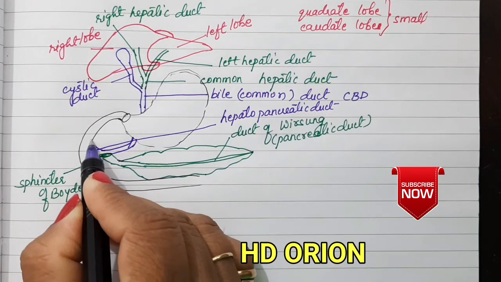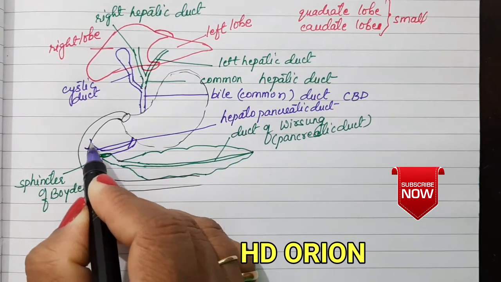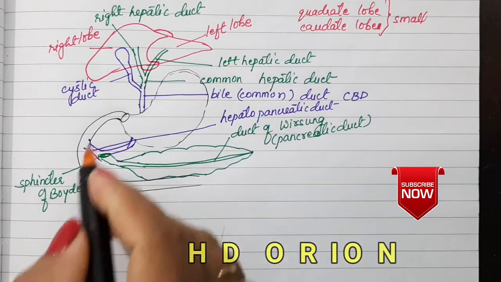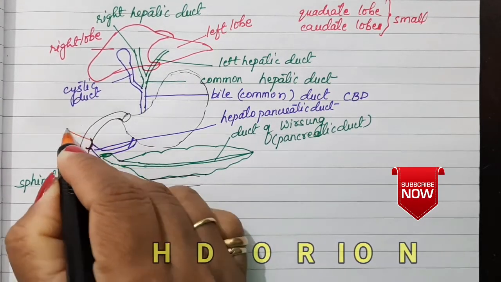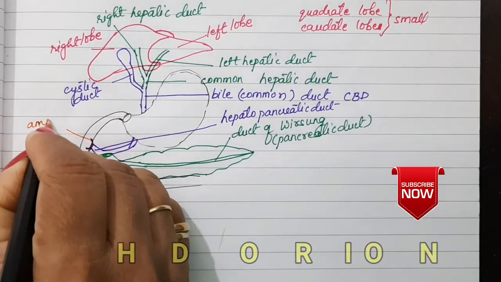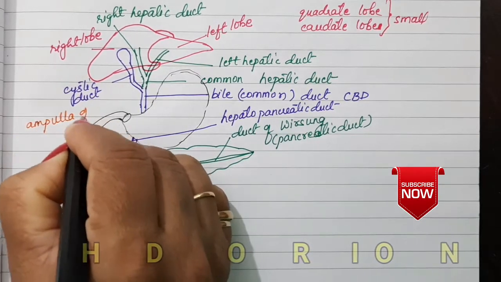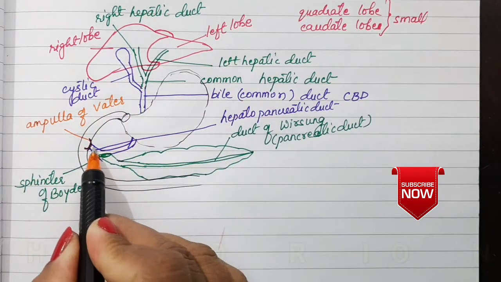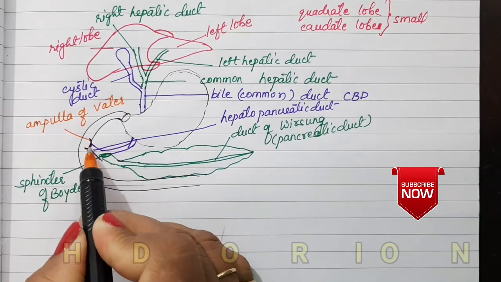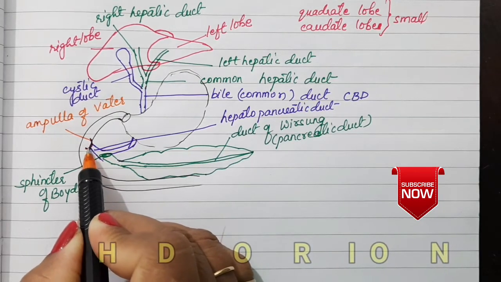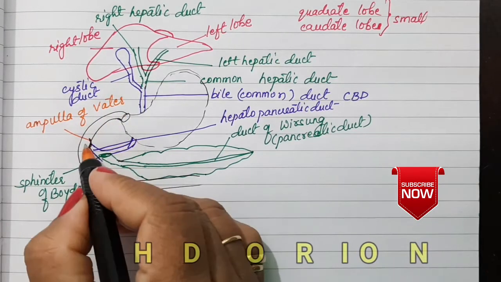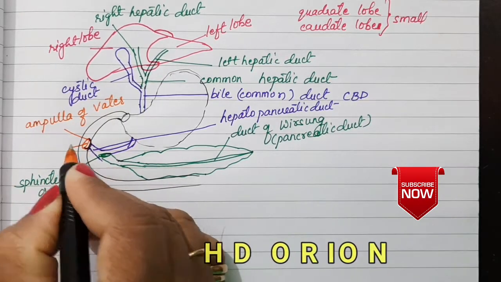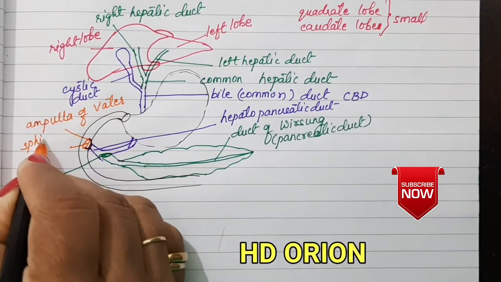Now when it opens up over here, it just forms this broad structure which is known as ampulla, and this structure, ampulla of Vater, all these things are so much asked in NEET, so we have to learn all these terms and sphincters. The common hepatopancreatic duct opens up into this rounded ball-like structure which is known as ampulla of Vater, which is guarded by the sphincter of Oddi.